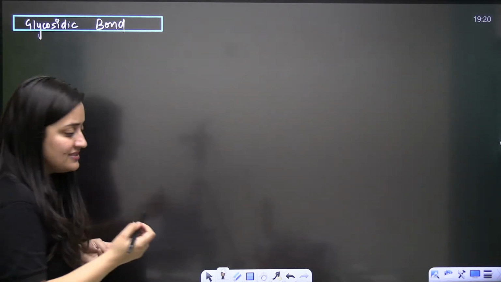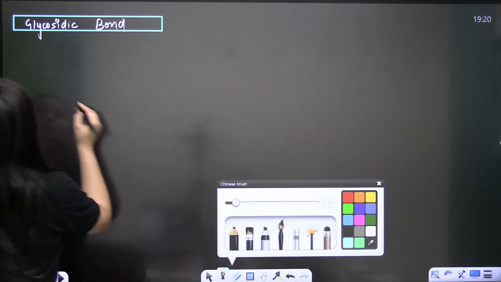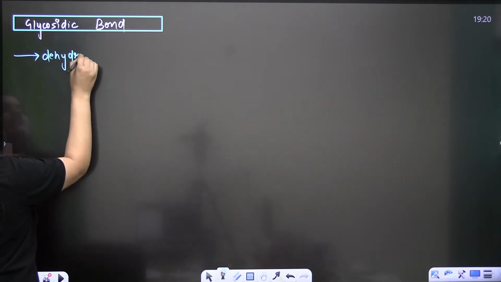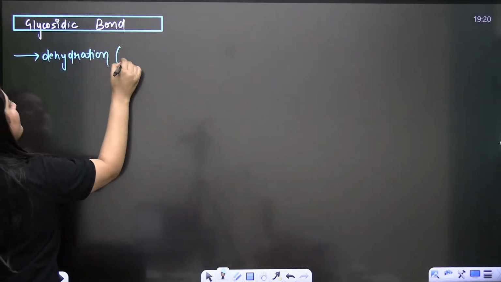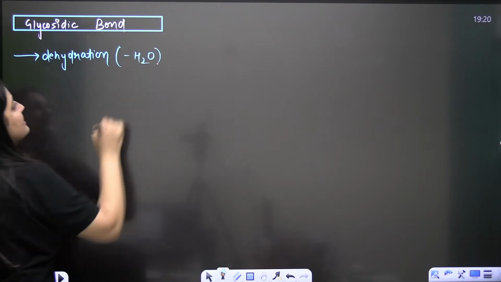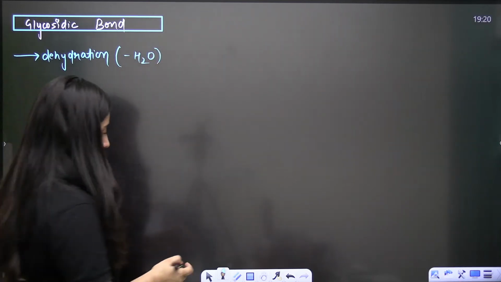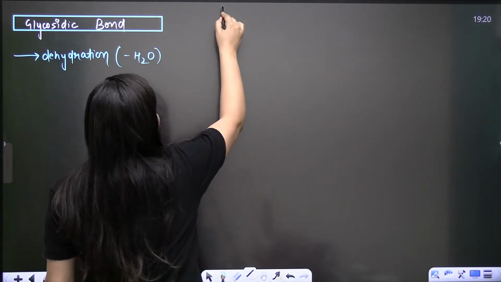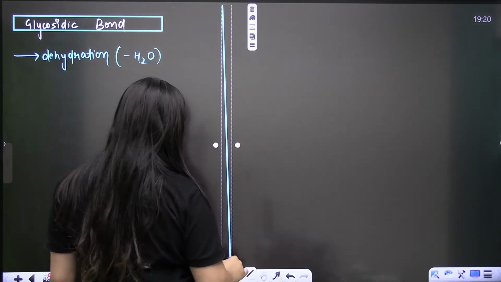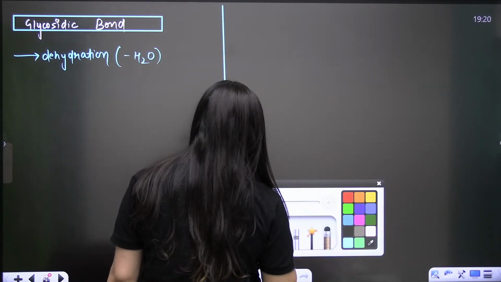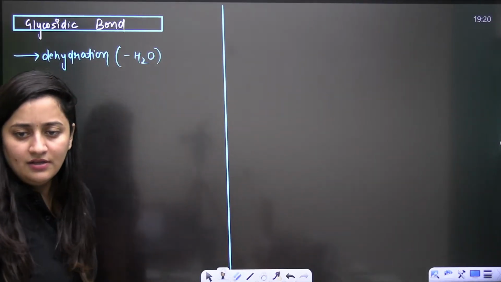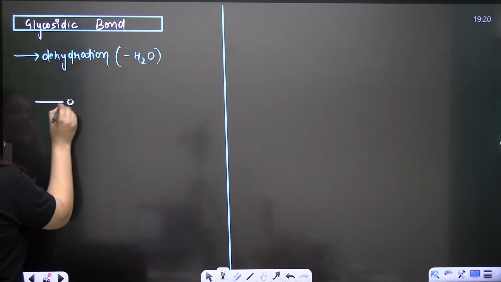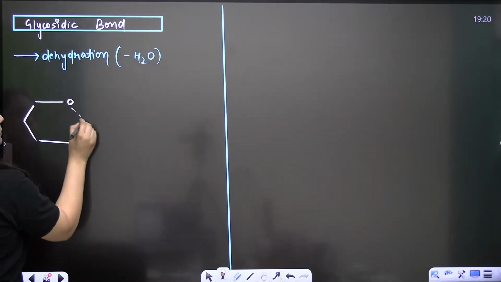Which bond is there? It is the glycosidic bond. And this glycosidic bond is formed by dehydration. So dehydration is going to occur here, meaning minus H2O for the bond formation. Water is released. So dehydration takes place and the glycosidic bond will be there. Let's take one example. Take the example of glucose.